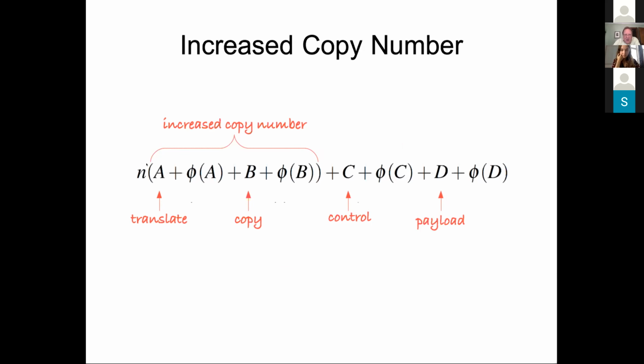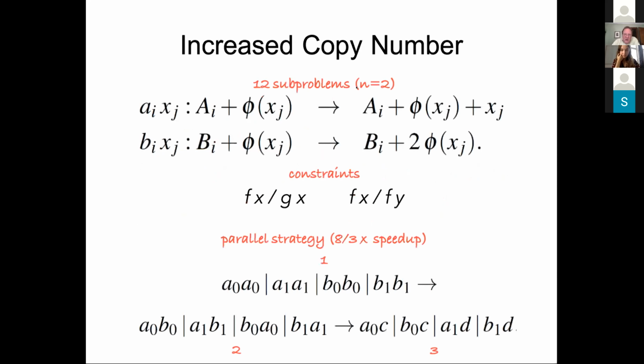Okay, and when we do that, let's look at the situation for n equals 2. Now we have 12 different sub-problems, and they're subject to the same constraints as before. But this new system, which has increased copy number, n equals 2, a very modest increase in the copy number, with 2 copies of the translation program and 2 copies of the copying program, produces an 8/3 speed up relative to the sequential strategy, and that's a pretty nice speed up. That's greater than a factor of 2.